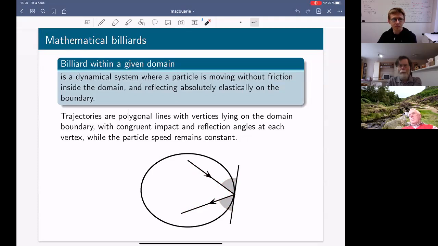So the trajectory of a mathematical billiard will be a polygonal line which is inscribed in the boundary of the billiard. Mathematical billiards are a very popular topic in today's mathematics, and they can be studied from various aspects, but very popular are, for example, polygonal billiards. But today I will tell more about elliptical billiards, which are integrable.